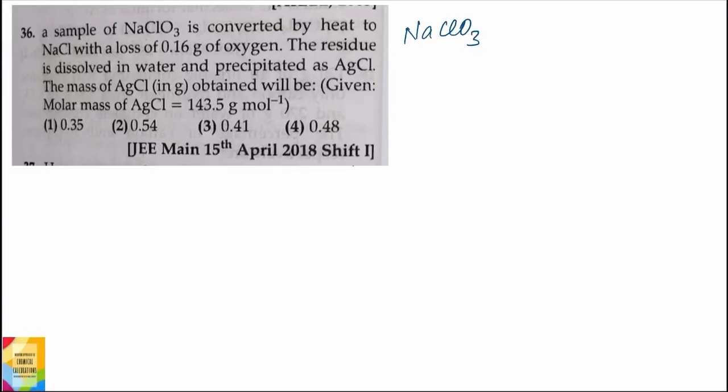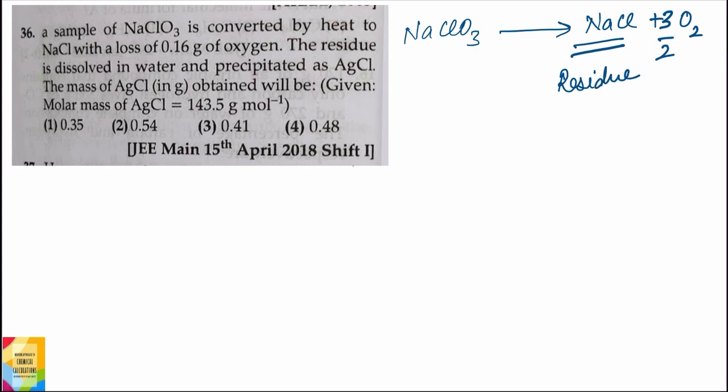NaClO3 को जब हीट करेंगे तो बनेगा NaCl प्लस ऑक्सीजन। अब बैलेंस कर लेंगे इस रिएक्शन को, तो यह 3/2 O2 कर देंगे, तो ये हो गया बैलेंस्ड इक्वेशन। अब ये जो NaCl का रेसिड्यू बना, इसको वाटर में डिसॉल्व करेंगे एंड treating it with some silver salt, we get a precipitate of AgCl.